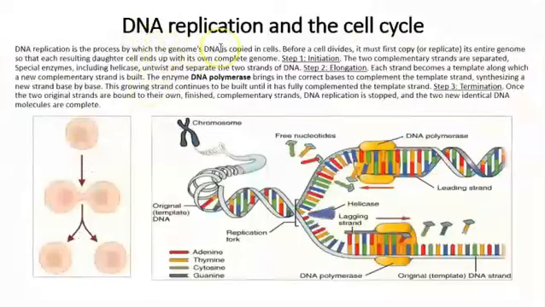DNA replication and the cell cycle. First part right here, it shows DNA replication. Why? Because, for example, if you have one cell, you have the DNA. But what happens if you need to create two cells? Then you need to have two sets of DNA. So one cell can get one set of DNA and the other cell can get another set of DNA.